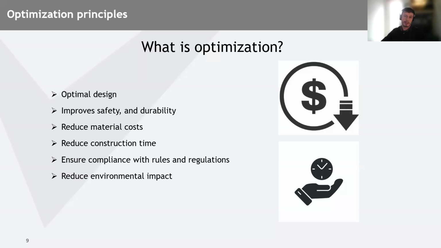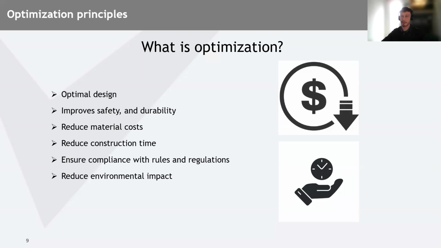But how to do that? We define some objectives. So we establish goals. For example, we would like to minimize the weight, maximize the stiffness of our structure. We should identify the constraints. So consider factors like material properties, environmental conditions, and all the regulatory standard requirements.